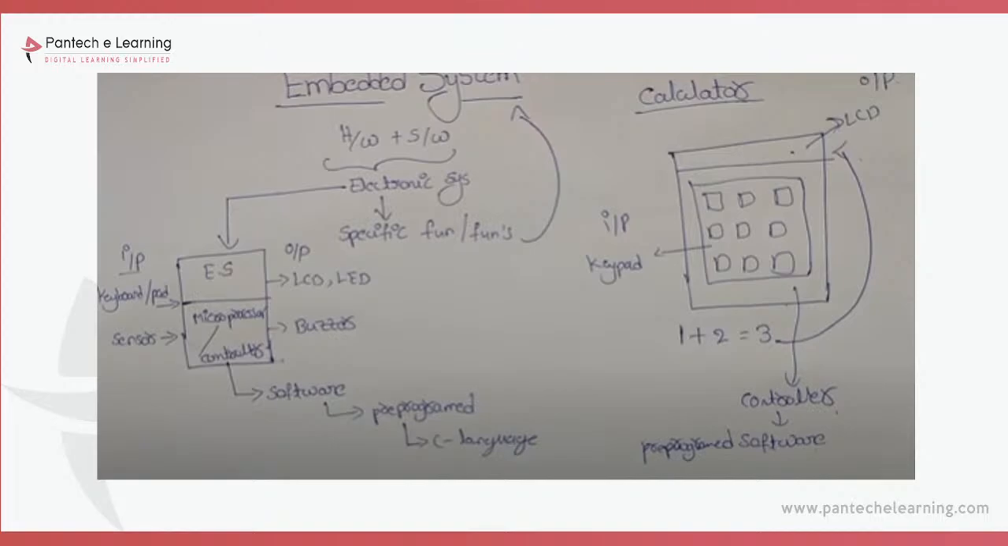Next, what does an electronic system mainly contain? An electronic system contains input, output, and a processing unit.